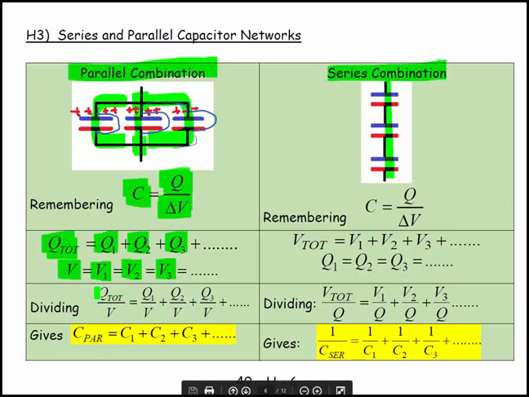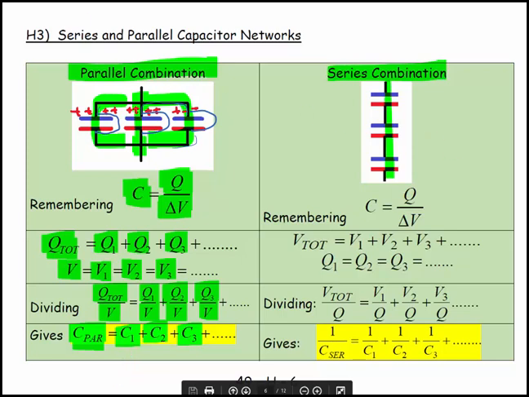So if we take our total charge over our voltage, we get charge 1 over the voltage plus charge 2 over the voltage plus charge 3 over the voltage, and that gives me that the capacitance in parallel is equal to the value of C1 plus the value of C2 plus the value of C3. In essence, our capacitance increases when we connect them in parallel.